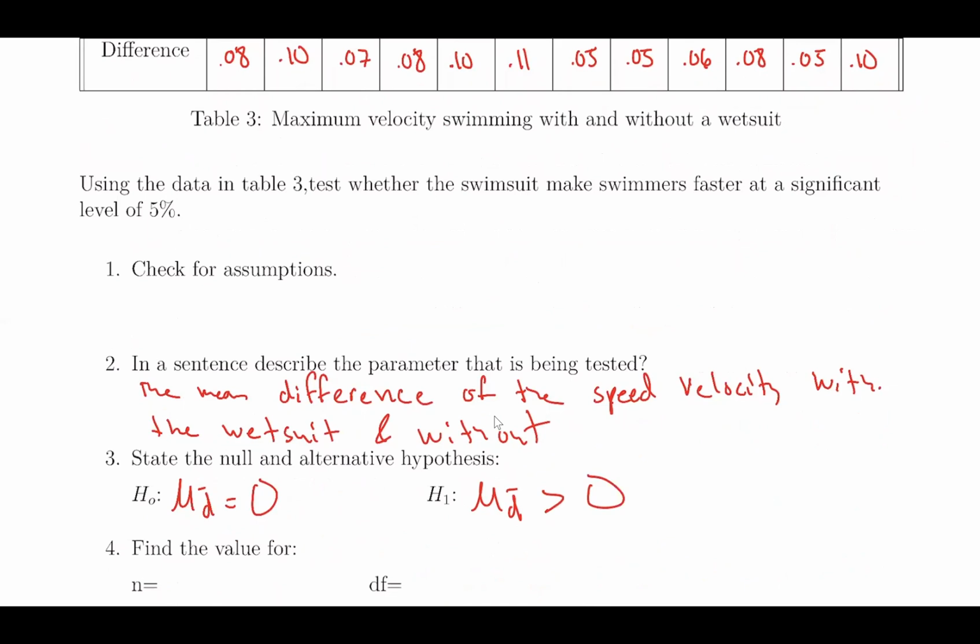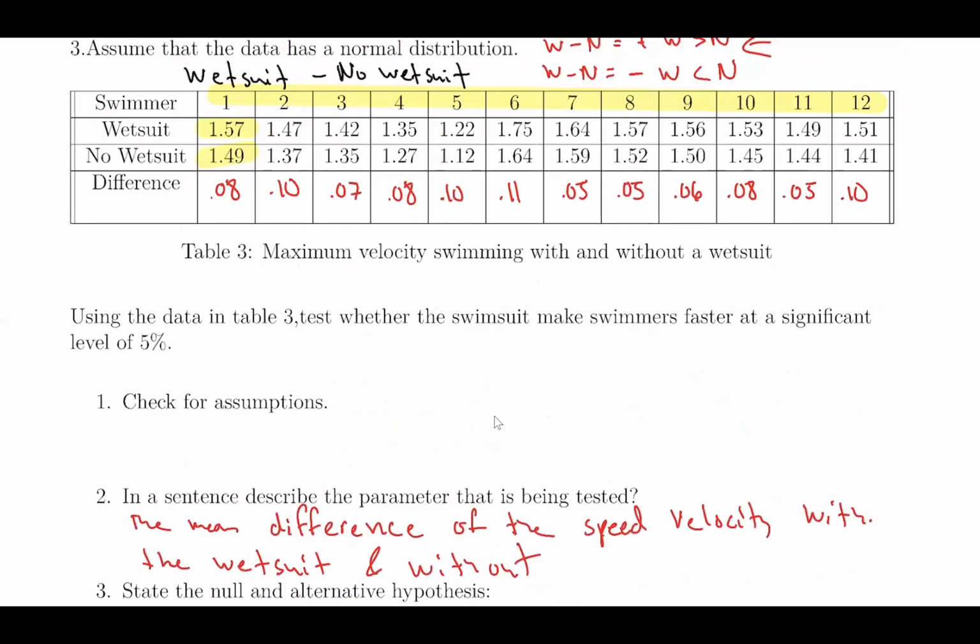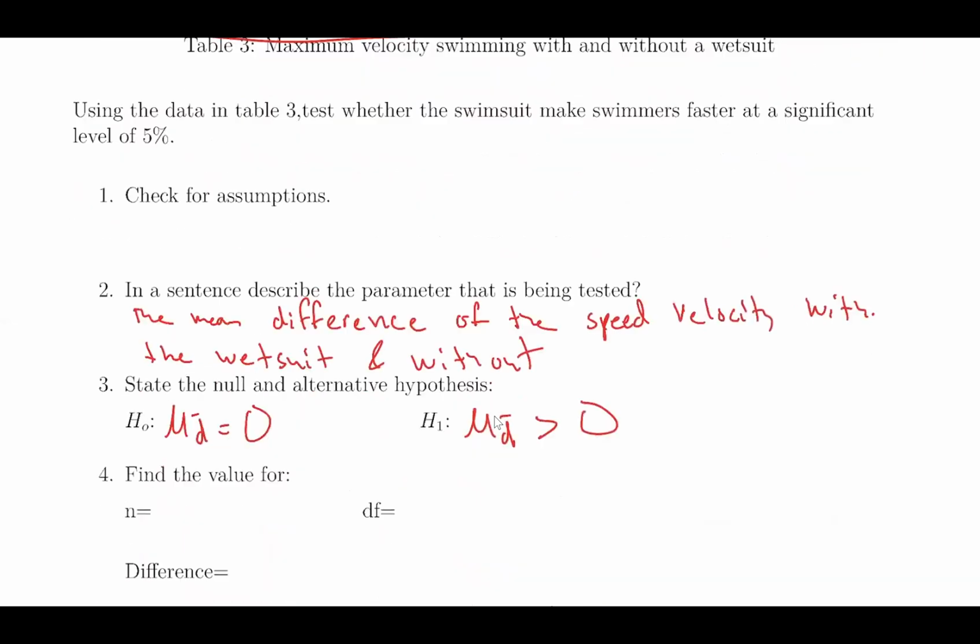Well, because if you look right here, we're taking the difference. So when we're actually doing this problem, we're only going to use this data set over here. We're not going to be using the mean of each individual wetsuit and no wetsuit. What we're going to do is just use the difference of those two values. So that way, the mean difference.